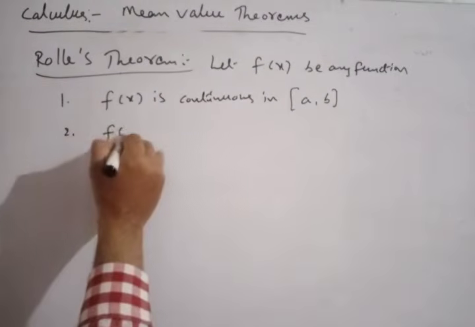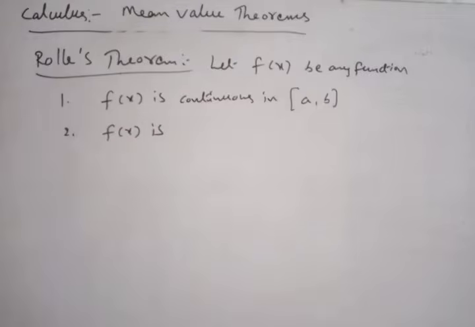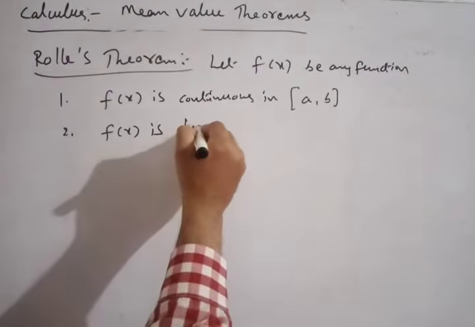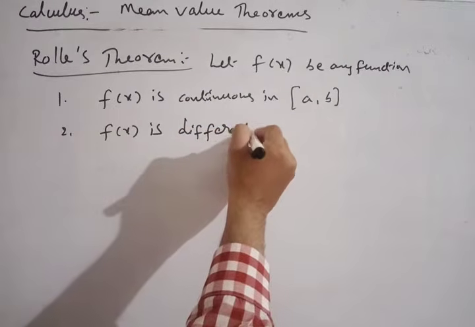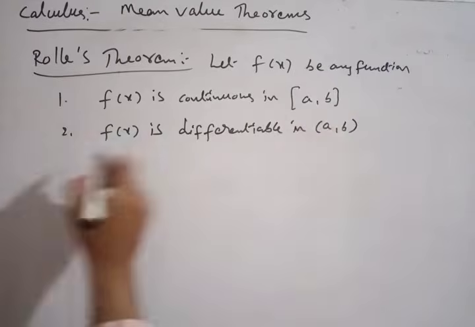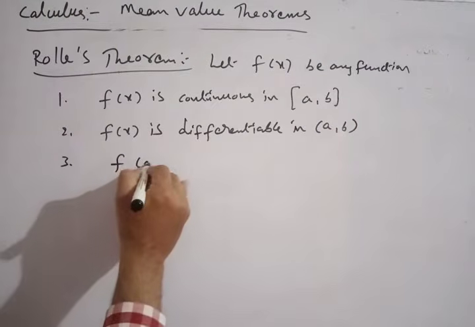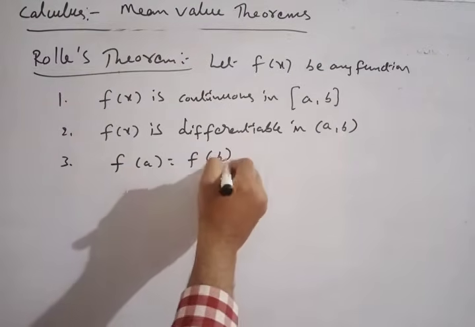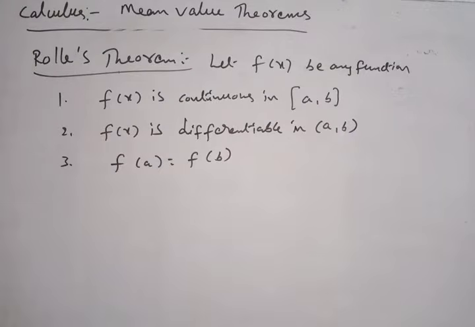Second point, f of x is differentiable or derivable in the open interval a comma b. Then what is the third point? f of a is equal to f of b.